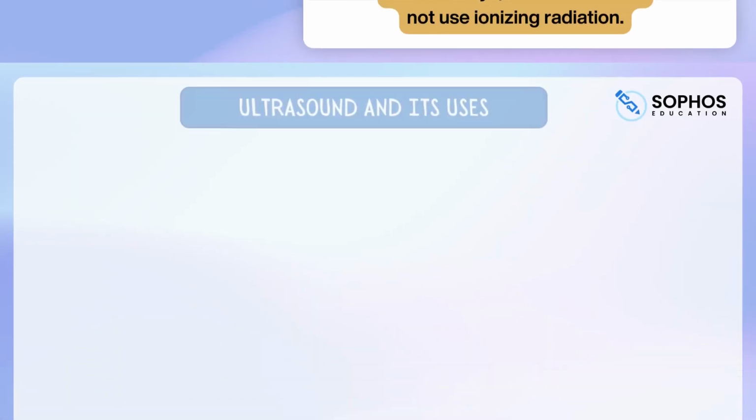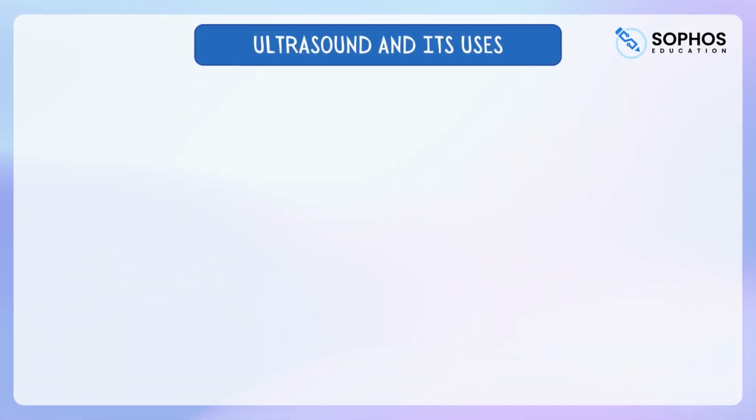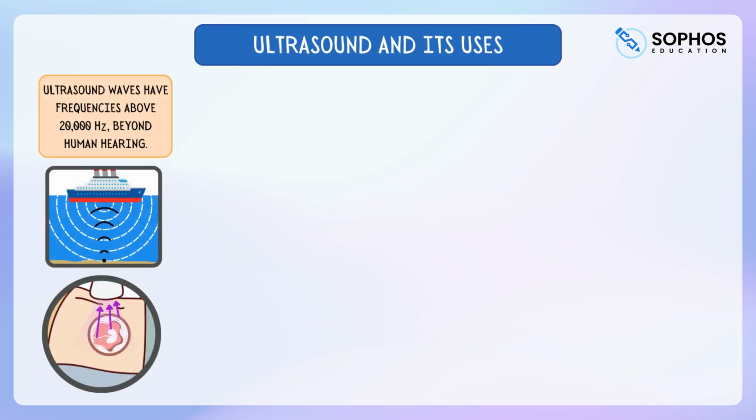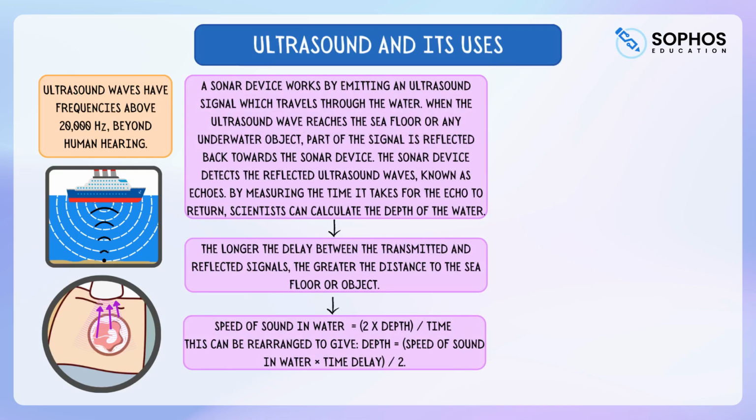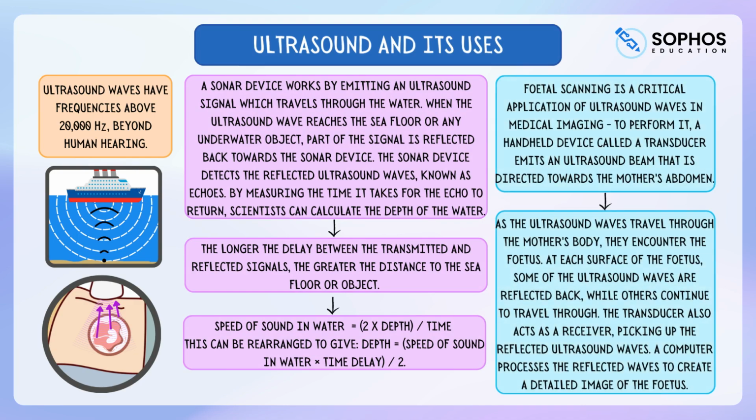In today's lesson, we delved into the fascinating world of ultrasound waves and their practical applications in sonar and fetal scanning. We began by understanding that ultrasound waves have frequencies above 20,000 Hertz, beyond human hearing. We explored that sonar systems use ultrasound to detect underwater objects, measure water depth, and map the seafloor. We also looked at fetal scanning, where ultrasound waves create detailed images of a fetus inside the womb. In summary, understanding these applications of ultrasound waves underscores their versatility and significance in both exploration and medical fields.